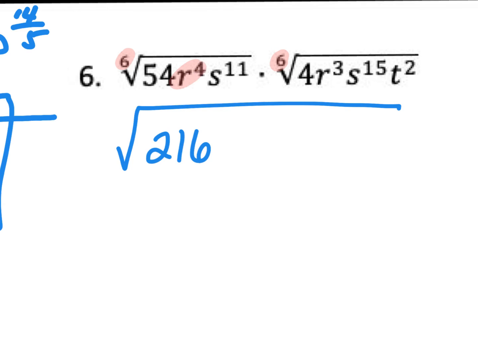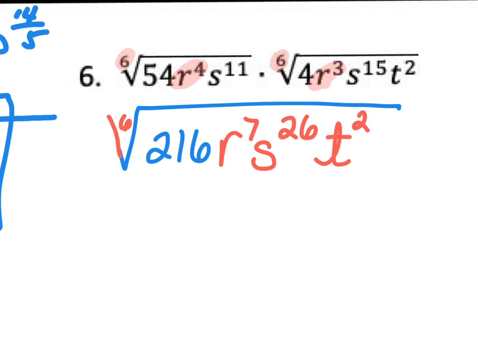Go on to the r's. R to the 4th times r to the 3rd is r to the 7th. The s's would be s to the 26th. And then I have a t squared. Okay, so first of all, oops, I just realized I dropped my index here. That's the 6th root.